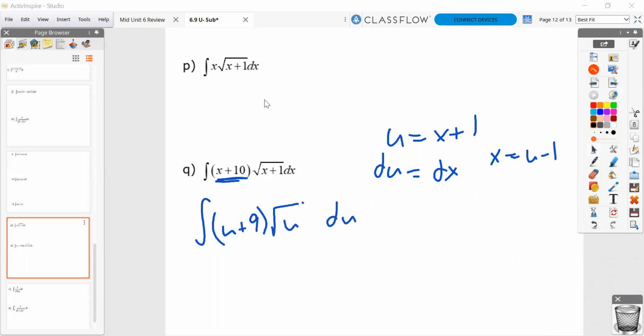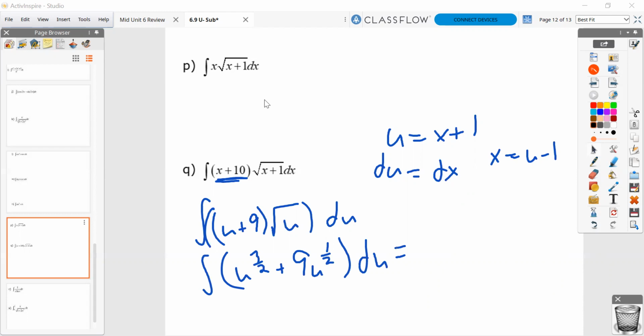And then du. We're going to, again, distribute this whole thing. So this becomes u to the 3/2 again, plus 9 u to the 1/2 du. And then integrate that sucker. So this becomes 2/5 u to the 5/2 plus 9 times, well, it's u to the 3/2. And so 2/3 times 9 would be 6, then plus c. And of course, gotta plug it back in.